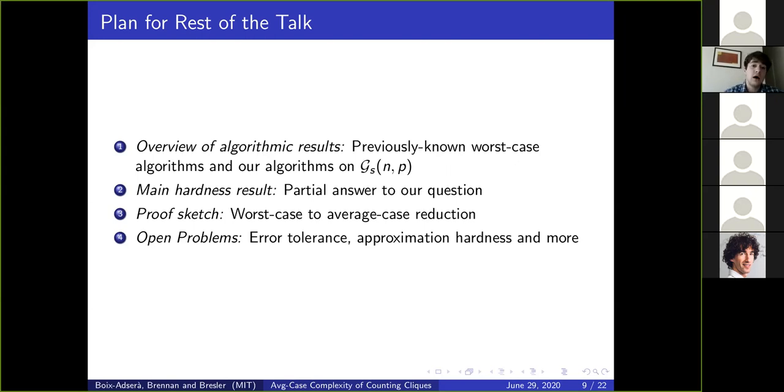But I'm not going to be able to get into the details of this. Then I'm going to provide the main hardness result, where we show the average case hardness of counting K-cliques on Erdos-Renyi graphs based on the worst case hardness assumption. I'm going to provide a brief proof sketch, and we're going to conclude with some open problems. There are a lot of interesting directions.